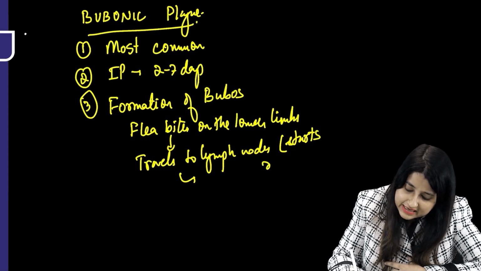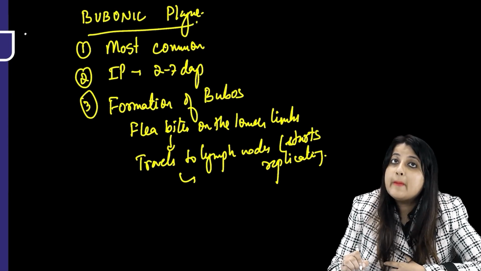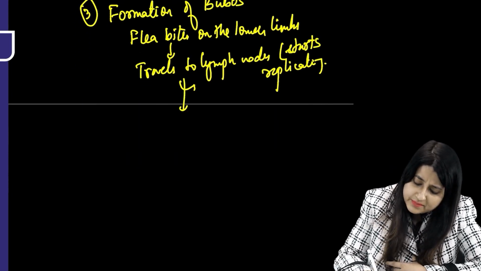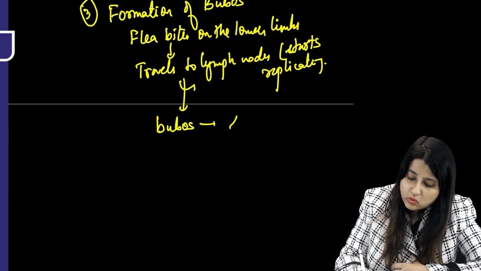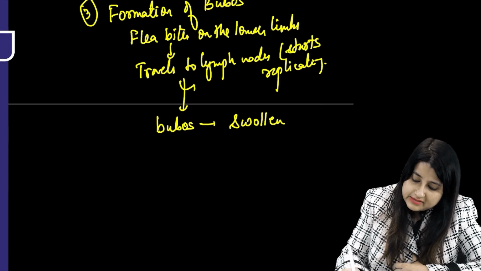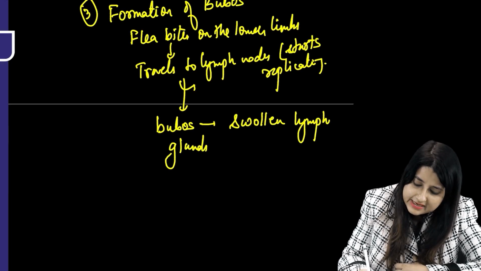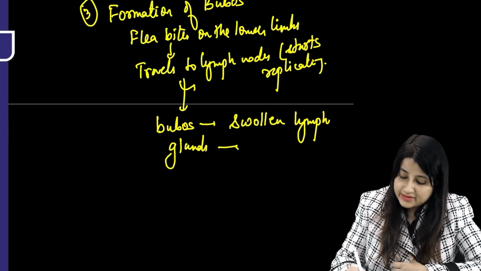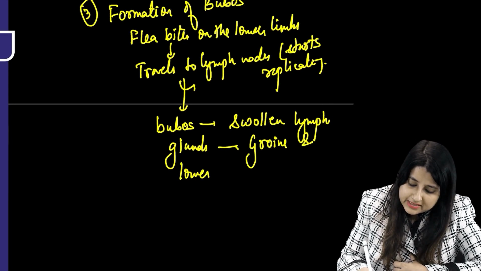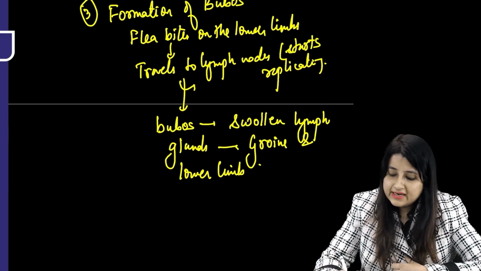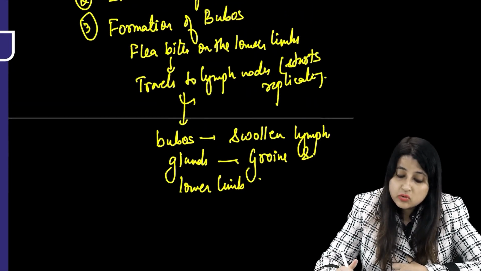So once it starts replicating in the lymph nodes, what does it form? Buboes. This is important. Bubonic plague forms buboes, which are swollen lymph glands. And where will you see these swollen lymph glands, everybody? Particularly you will see them in the groin areas and lower limb. So if you are asked what bubonic plague is characterized by, formation of buboes. It's the most common form.